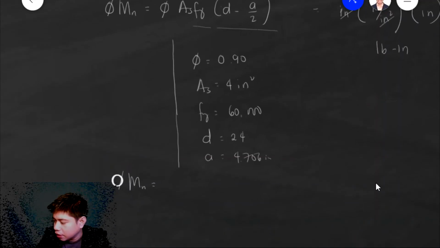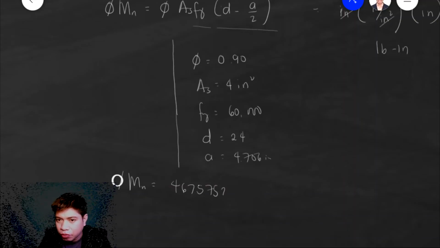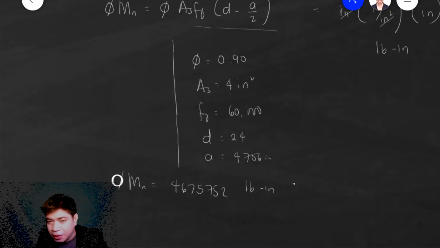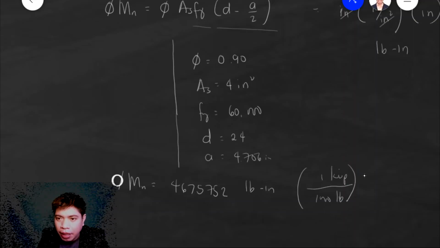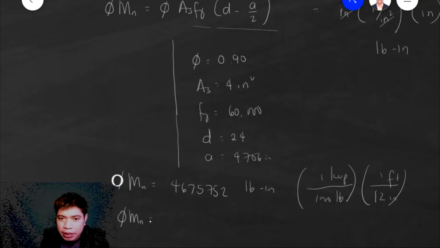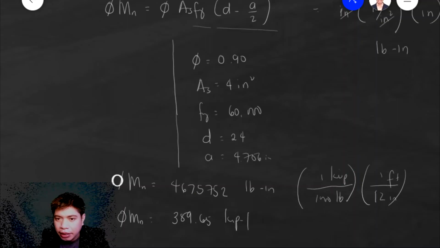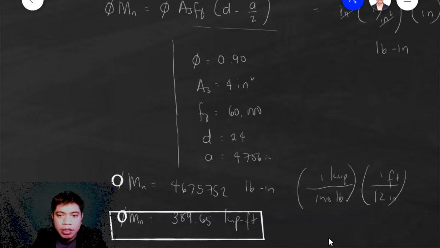Okay, so phi Mn guys is equals to 4,675,752. Tama ba? Pakicheck na lang. Pound inch. 4,675,752. Ayun, pound inch yun. So, convert natin siya to kip feet. So, 1,000 pounds is equals to 1 kip. Ayun, tapos 12 inches is 1 foot. Okay? So, ang lalabas na phi Mn guys is equals to 389.65. This is in kip feet. Okay? So, yun na nga guys. So, ito na nga yung sagot sa letter B.